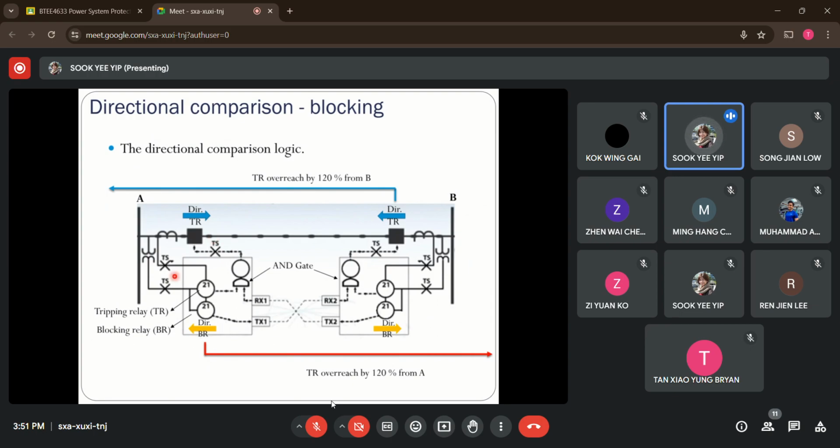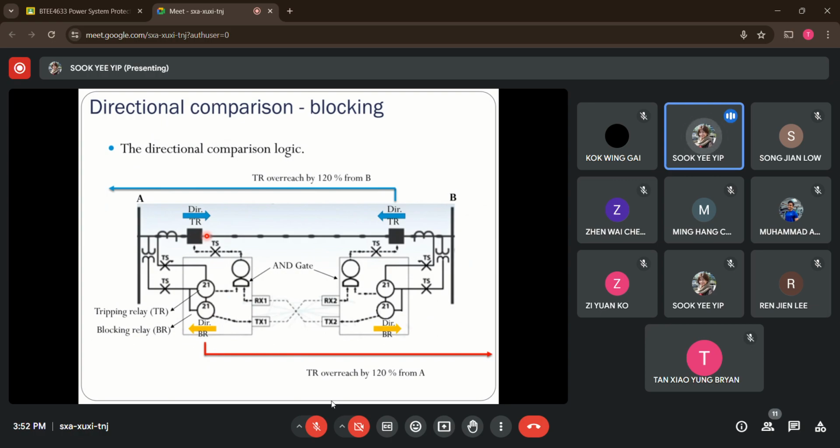In the event a fault is detected here, it will send the tripping command to this logic AND gate. At the same time, this logic AND gate will receive a command from the other side. So this is basically how it works. The AND gate is used to compare the input from the local tripping relay and the blocking signal received from the other end, to see if it needs to send a tripping signal to these breakers or not.